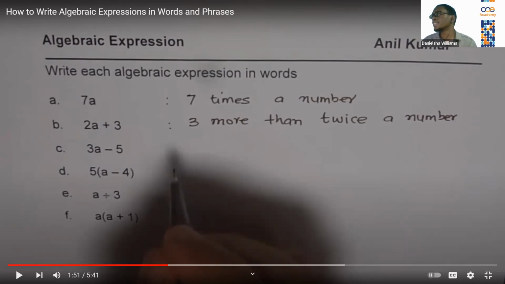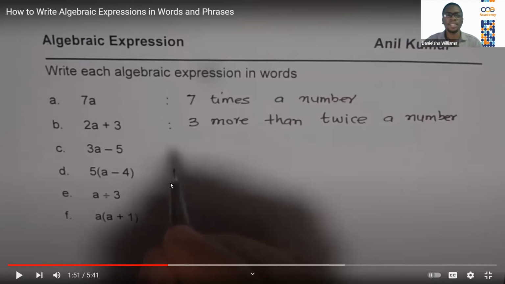That's pretty close, Dante, but you're missing one part of it. I see your hand up. Yes, you can go ahead. Sir, maybe you can say 5 less than 3 times a number. Yes, that is correct. 5 less than 3 times a number.